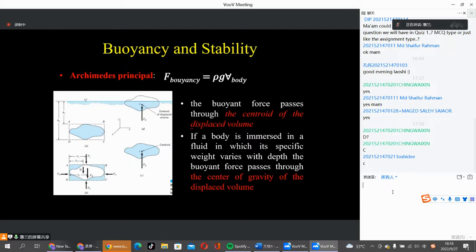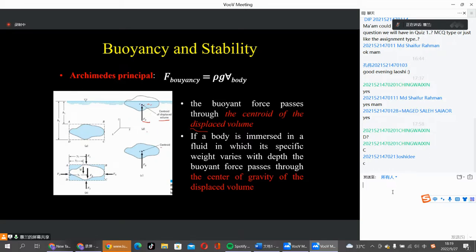Here, this is fully submerged, so it's easy to know the center of the displaced volume is actually the center of the solid body. But for this one, it's not fully submerged, and we need to pay attention here. The buoyancy force passes through the center of the displaced volume, just like here. The displaced volume is this blue one. So the center of the displaced volume will be different from the center of the body.